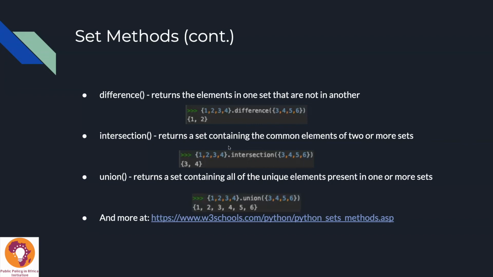Since we're checking the intersection, which returns a set containing the common elements of 2 or more sets, that'll return 3 and 4, because set A and set B both contain 3 and 4 in them. Those are the common elements there.